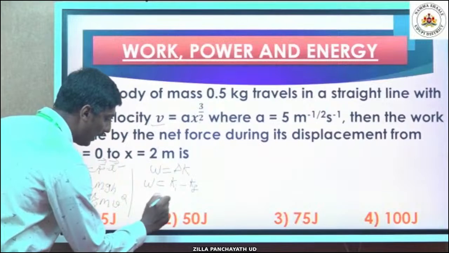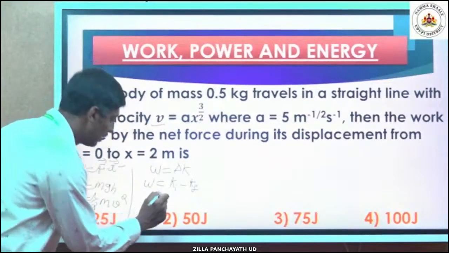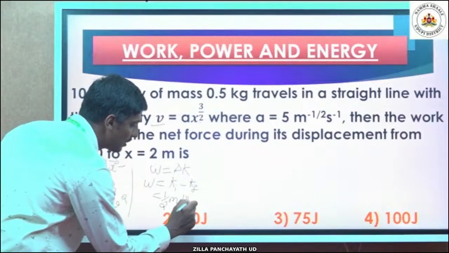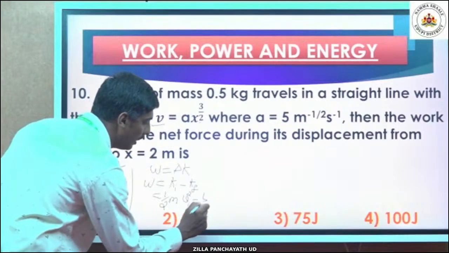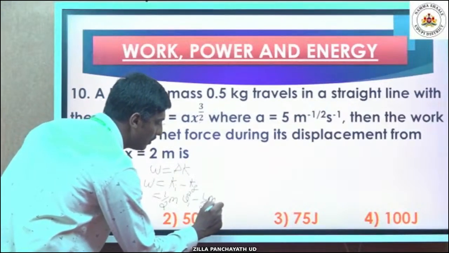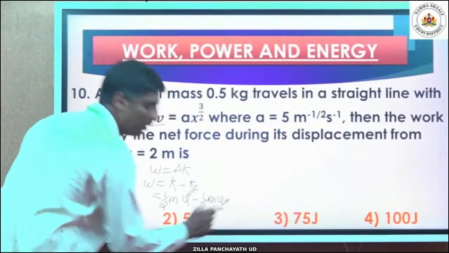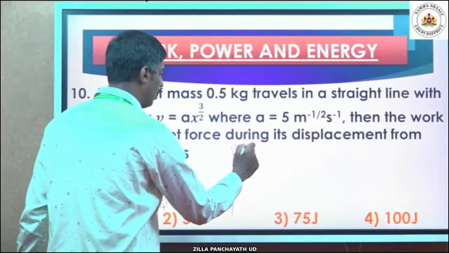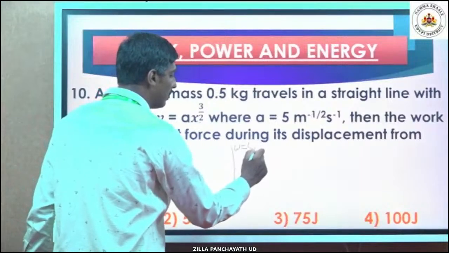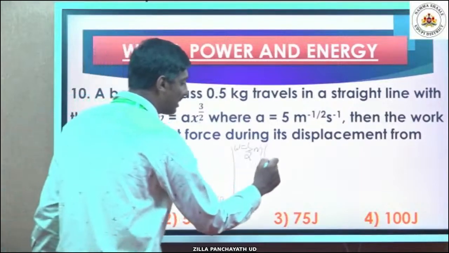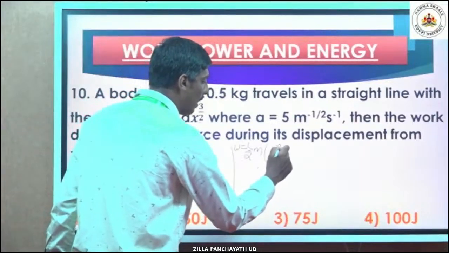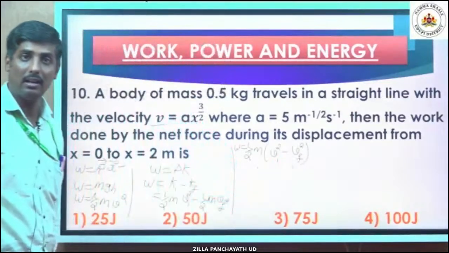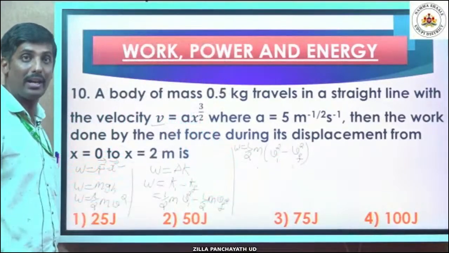What is the kinetic energy formula? Half mv². So half m vi² minus half m vf². Clear? So what can I write here? Work done is equal to half times m, and I can take common vi² minus vf². Clear? Where v is this equation.